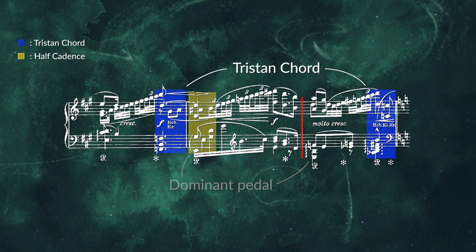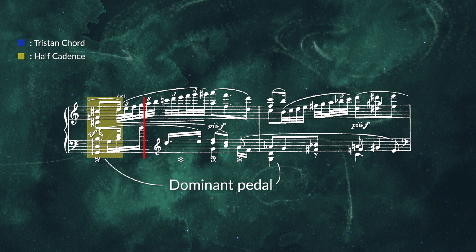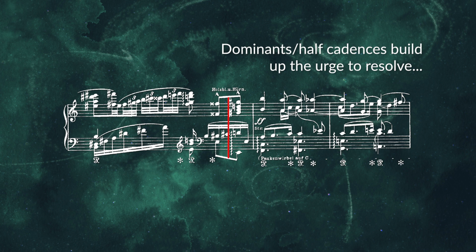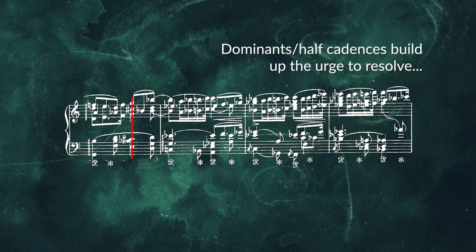Towards the climax, Wagner uses a series of dominant pedals that prolong the dominant, a device that further heightens the music's urge to resolve. However, as the music goes on, we realize that Wagner does not have any intention to resolve the harmony. But it is this play on the audience's expectation that keeps them on the edge of their seats, hoping and longing for a resolution.